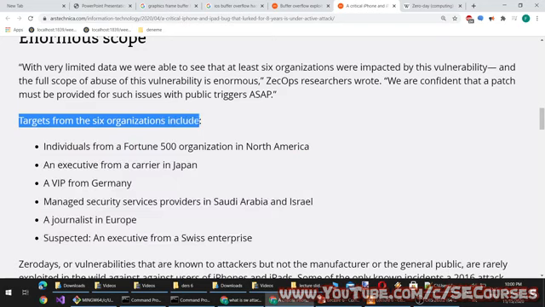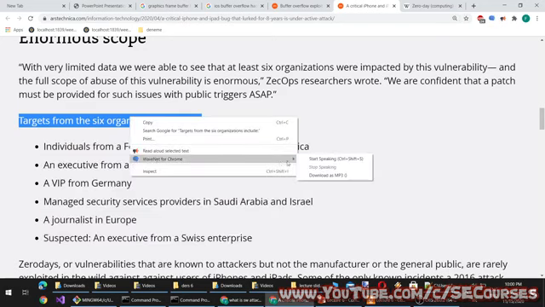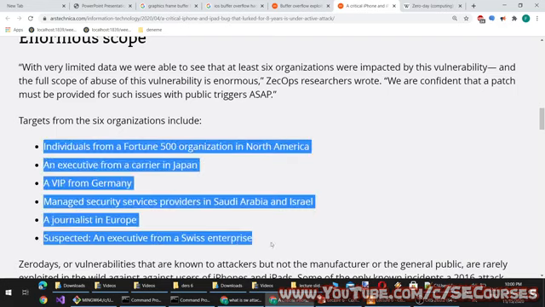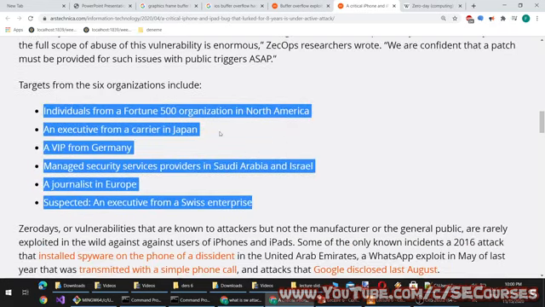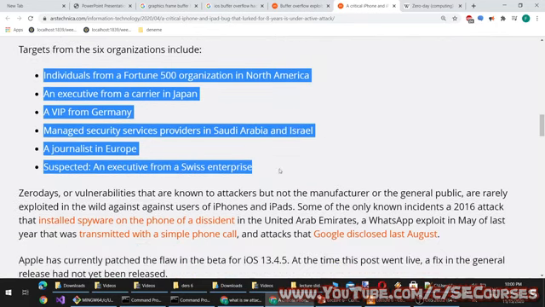So let's see the targets. Targets from the 6 organizations include individuals from a Fortune 500 organization in North America, an executive from a carrier in Japan, a VIP from Germany, managed security services providers in Saudi Arabia and Israel, a journalist in Europe suspected, an executive from a Swiss enterprise.